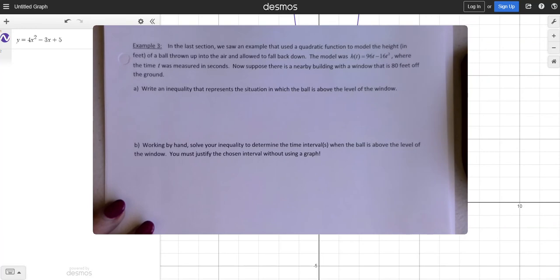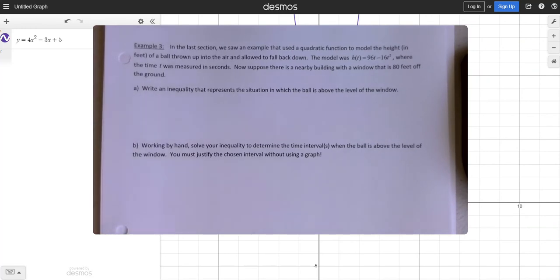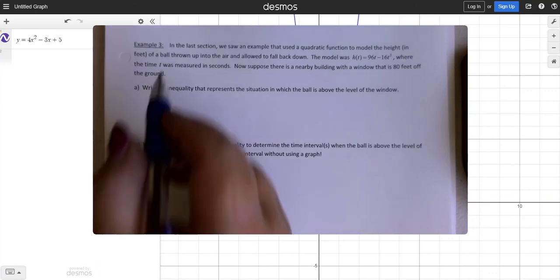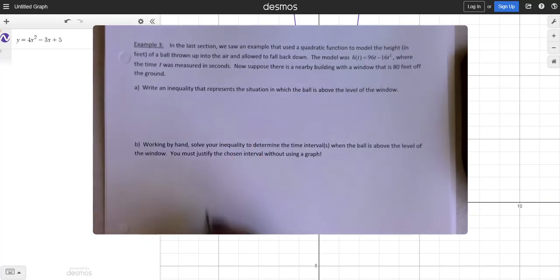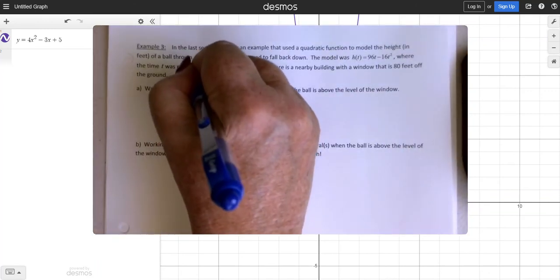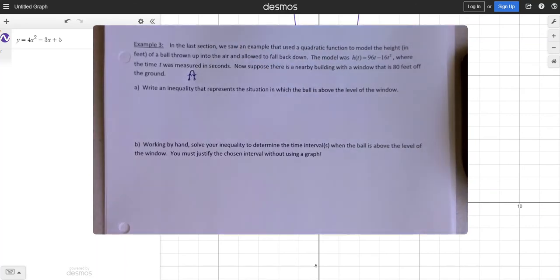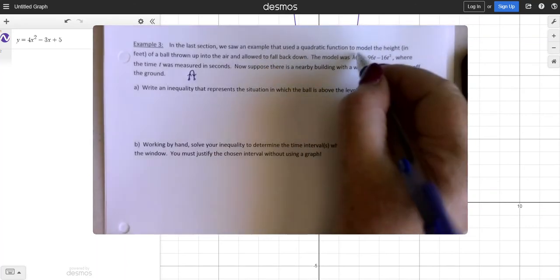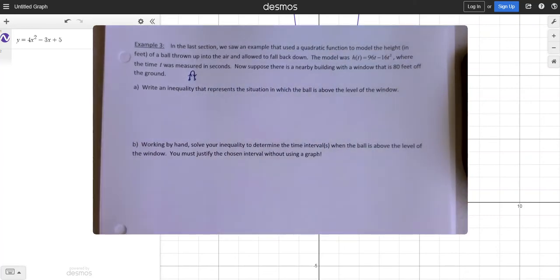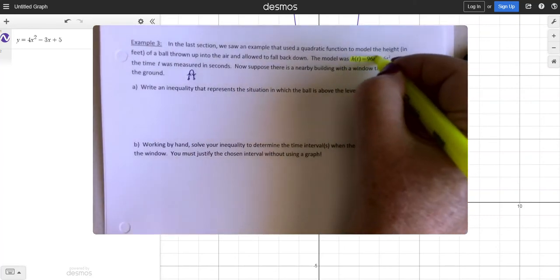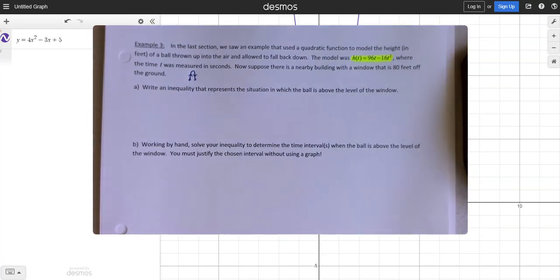In example 3, we're actually going to build on a situation that we started in the last section. Remember how we had the quadratic function that modeled the ball that was getting thrown up into the air and then allowed to come back down and land again, right? My model, my function that allowed me to figure out the height at any particular time was 96t minus 16t squared. We're measuring time in seconds, and the height is in feet.